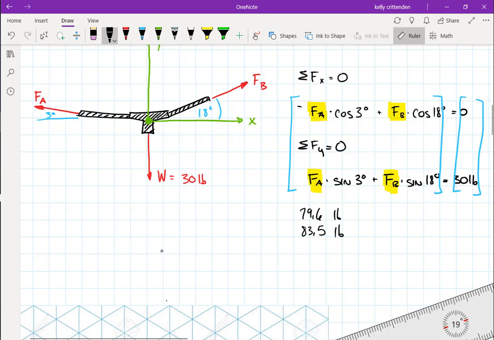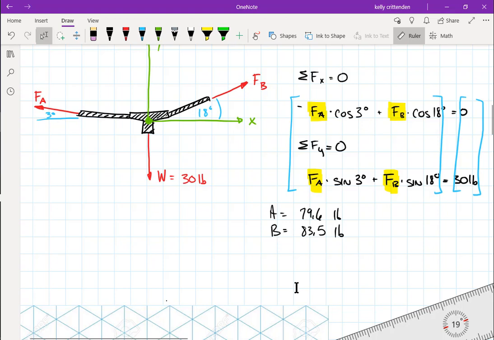If we did that right, then that would be the answer. I didn't check it beforehand, so I don't know. Those are reasonable-ish numbers. I do expect them to be high because they're not straight up and down.